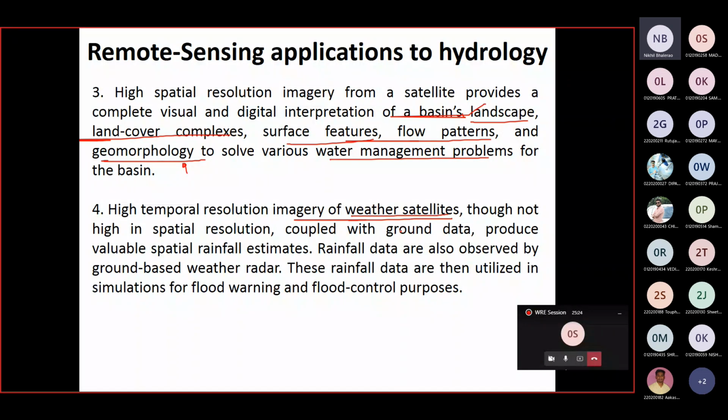Rainfall data are also observed by ground-based radar stations, and these rainfall data are then utilized for simulation for flood warning and flood control purposes. So there is an integration of this remote sensing data with the ground-level data, that is the rainfall data measured by rain gauges, and by coupling these data together we can apply them in hydrological models towards flood warning or flood control purposes.